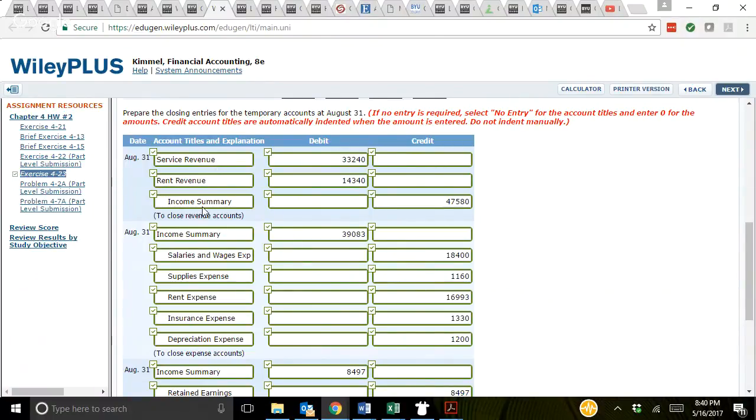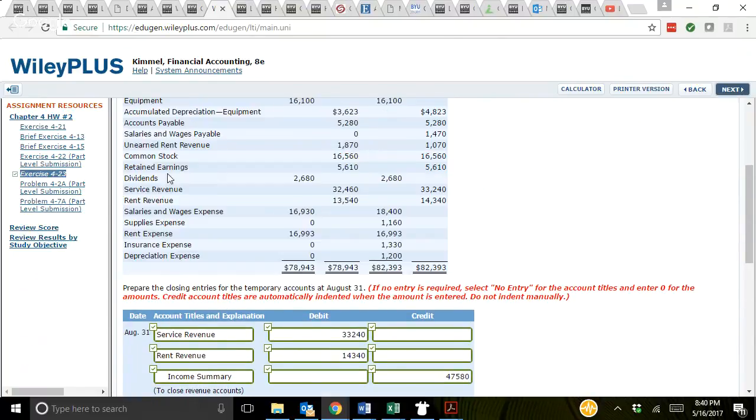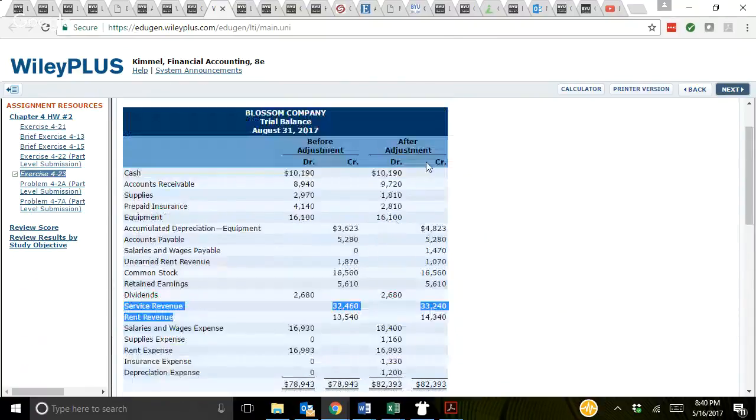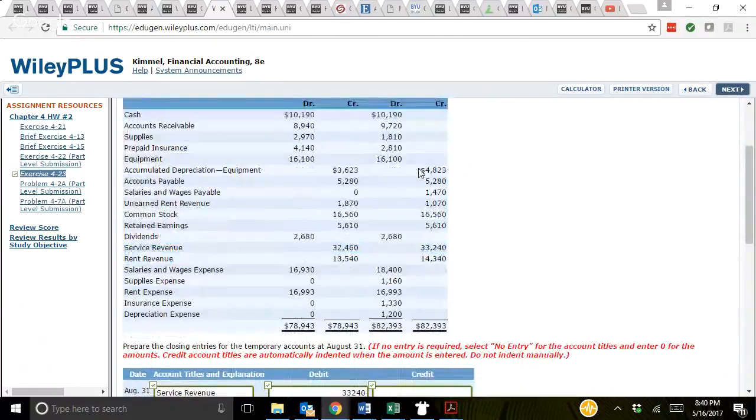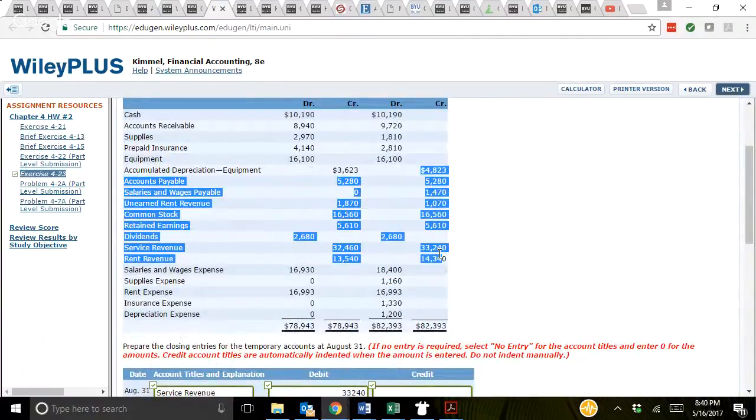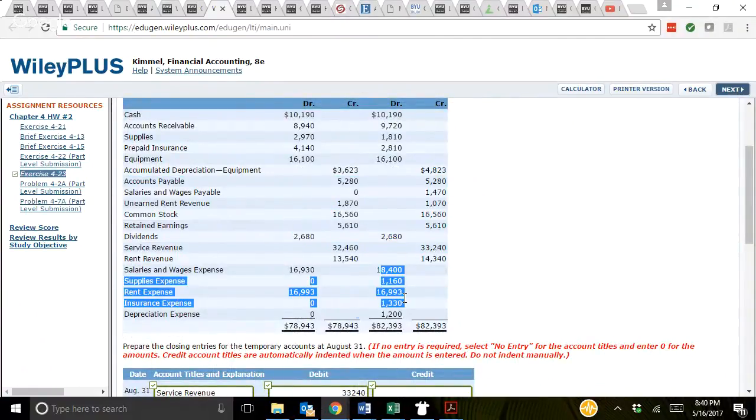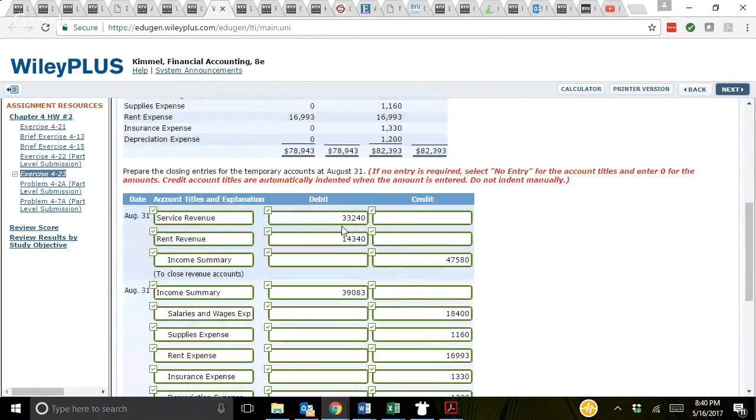And so what we're doing is closing out the revenue accounts, and we only have two types of revenue. We have service revenue and rent revenue. Again, this is after adjustment, so we're only looking at these numbers out here and these numbers here. We're not looking at the before adjustment, just the after adjustment numbers. And so we're closing out the revenue accounts into the income summary.